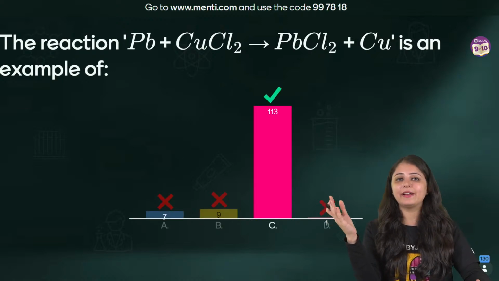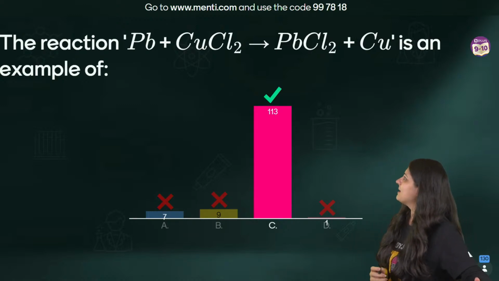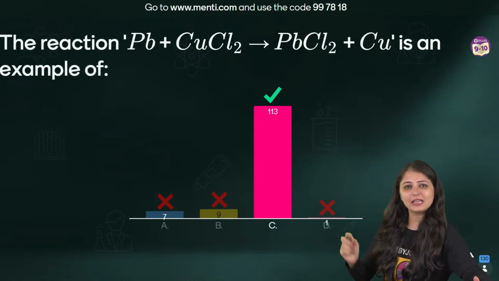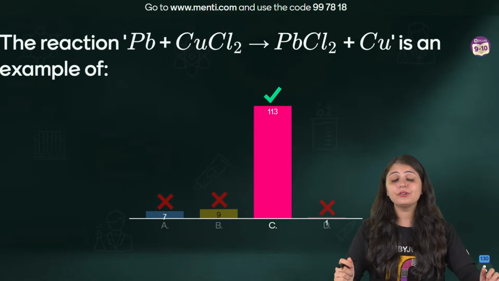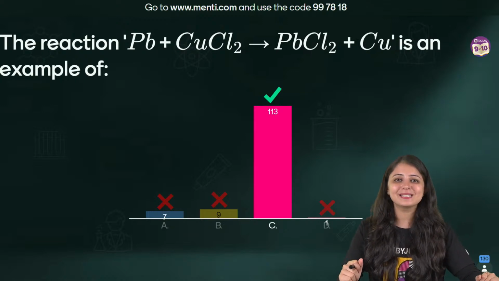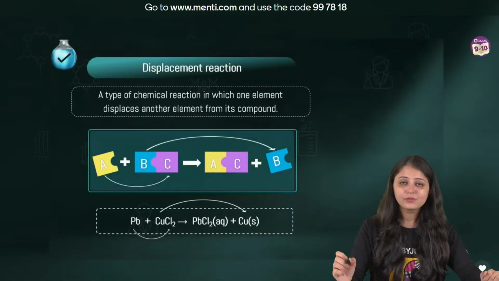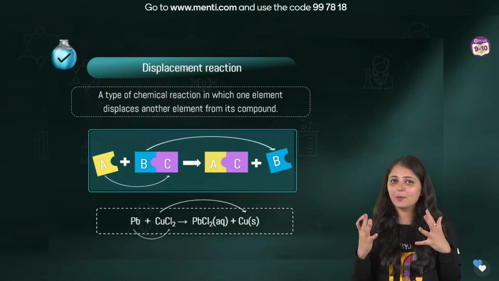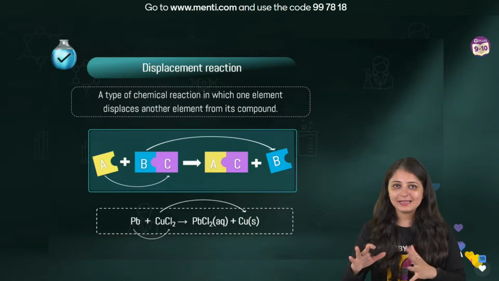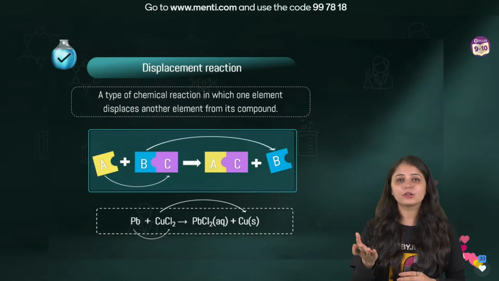Good, finally we are back. So more than 100 kids, 113 kids. But I remember there was some other question also where the same number was there. 113 of you got the answer right. Yes, which was option C, displacement. Correct. You remember the reactivity series, right? What happens in a displacement reaction? More reactive element replaces the less reactive element, right? Of course, from its compound.